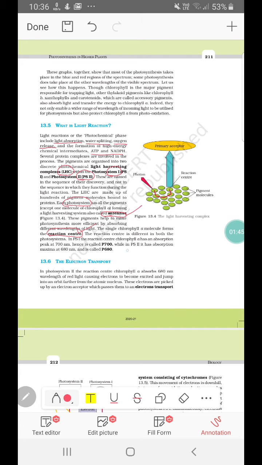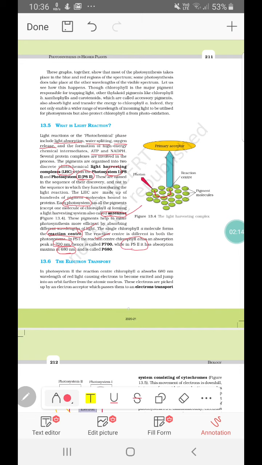As we had seen previously, chlorophyll A has two absorption peaks, one at 700 nanometer and another at 680 nanometer. Where the reaction center chlorophyll A has the peak at 700 nanometer, it is called photosystem 1. And where the absorption maxima is at 680 nanometer, it is called PS2, photosystem 2.